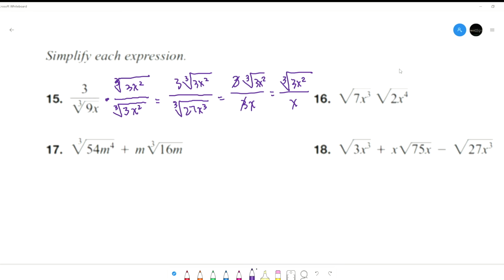For number 16, 7 and 2. I don't see any perfect squares there, so I can just multiply those. So right now I get the square root of 14x to the 7th. And x to the 7th, you can see you can split it up into x to the 6 times x. So I'll do square root of x to the 6 times square root of 14x. And this is equal to x cubed times radical 14x. Any questions?